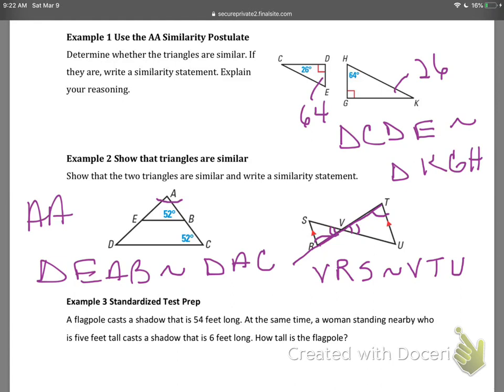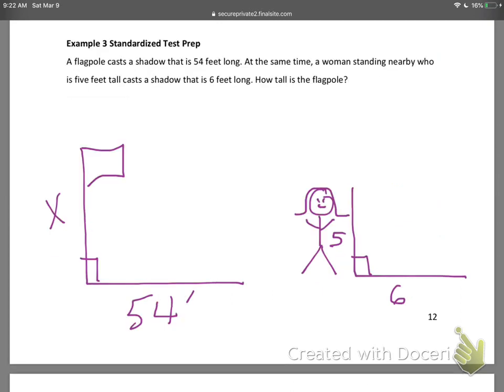That gives me two angles, and by AA, I can prove that these two triangles are indeed similar. So let's go on to the next example, example 3. It says a flagpole casts a shadow that's 54 feet long, and at the same time a woman standing nearby who is 5 feet tall casts a shadow that is 6 feet long. How tall is the flagpole?